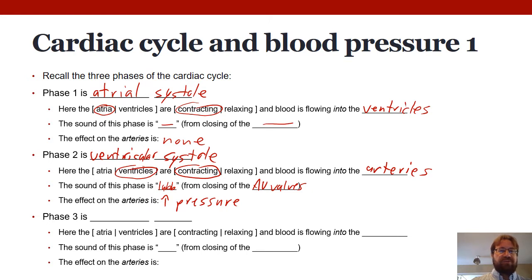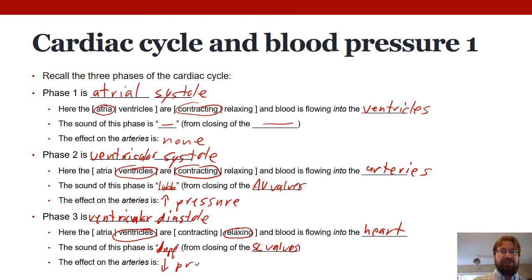Phase 3 is called ventricular diastole. Here, the ventricles are relaxing and blood is flowing into the heart. The sound of this phase is your harder dup sound, giving you that lub dup of the heartbeat from closing of the semilunar valves. And the effect on the arteries here, as the arteries empty into the veins and the veins empty into the heart, is a decrease in pressure.